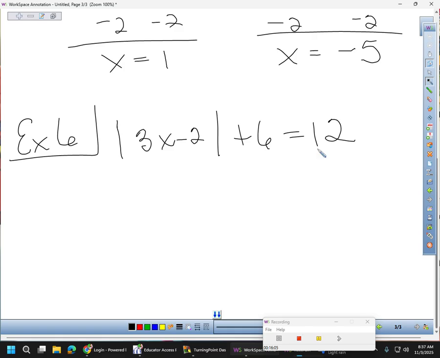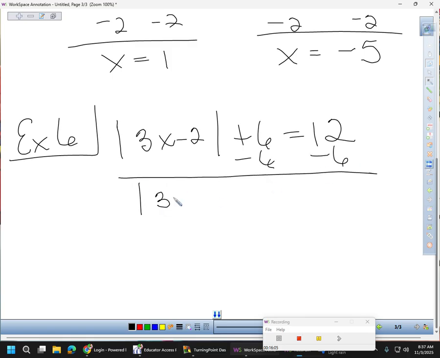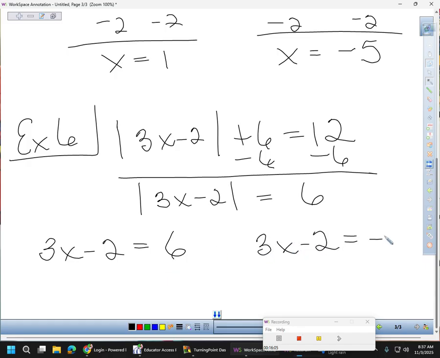All right. Tell me what's the very first thing we have to do. Subtract 6. Very good. And the absolute value of 3x minus 2 equals 6. Is the absolute value by itself? It is. So what's the first thing I set up? 3x minus 2 equals a positive. What's the other one I set up, Val? 3x minus 2 equals the negative.